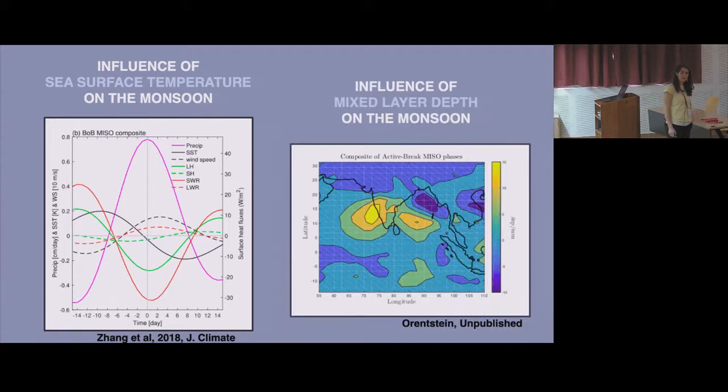This is work done by an undergraduate in our group who used the extended EOF MISO index by Suhas et al. to diagnose the MISO in CESM, and showed that just using different mixed layer parameterizations, you can drastically change the phasing and duration of the monsoon. And so Akash is going to be presenting that tomorrow in the poster session.